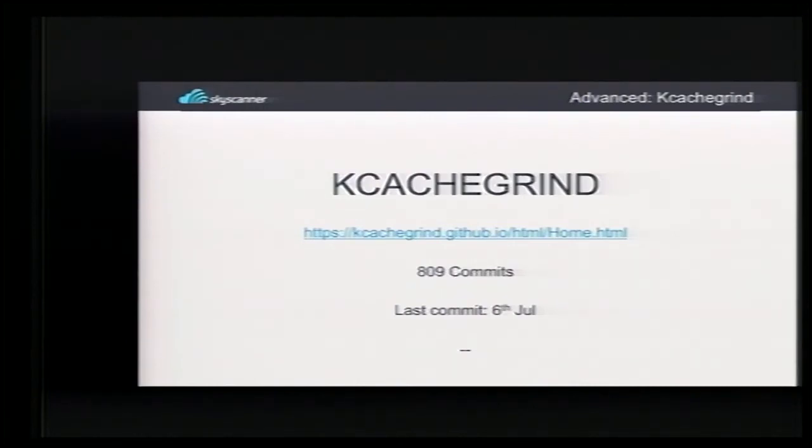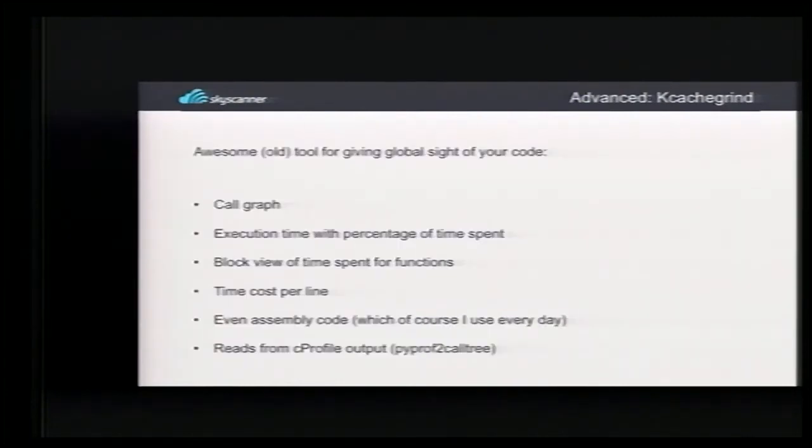In the research job I had, I was doing C++ stuff, and that's the one I was using for optimizing all these pointers and operations and things. It's a really old tool. I think it started in 2002 or so. It displays the call graph, it displays the execution time, it displays a block view of the time spent for the functions.